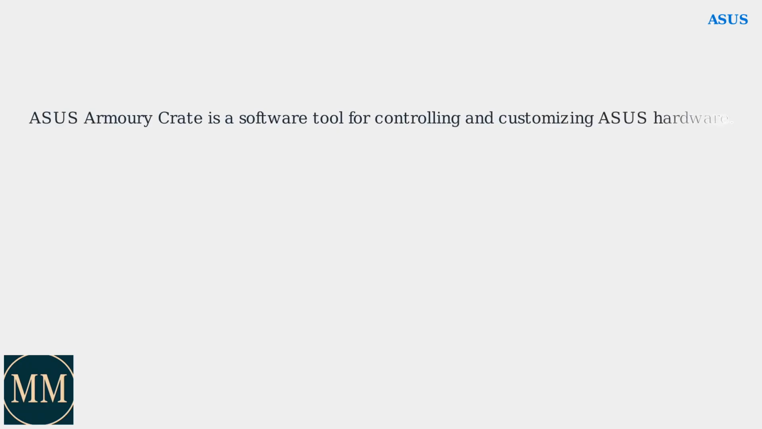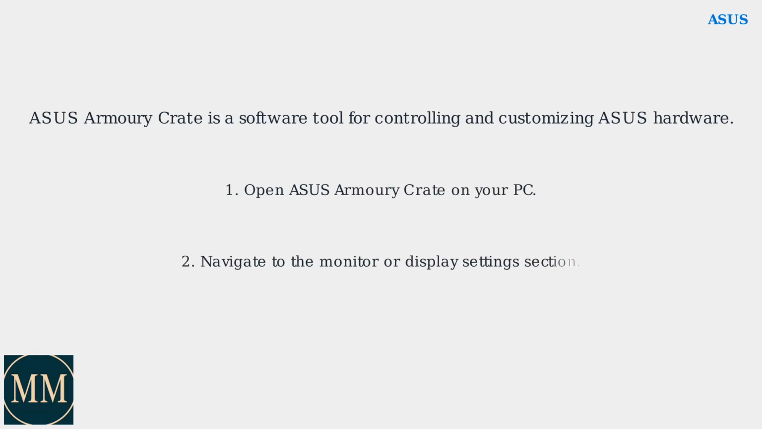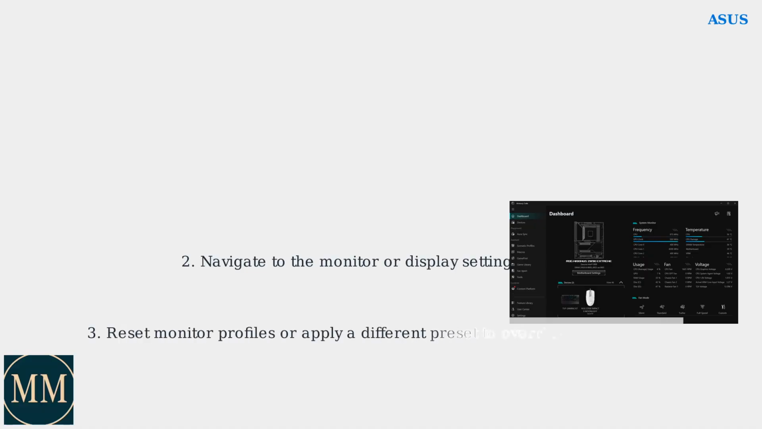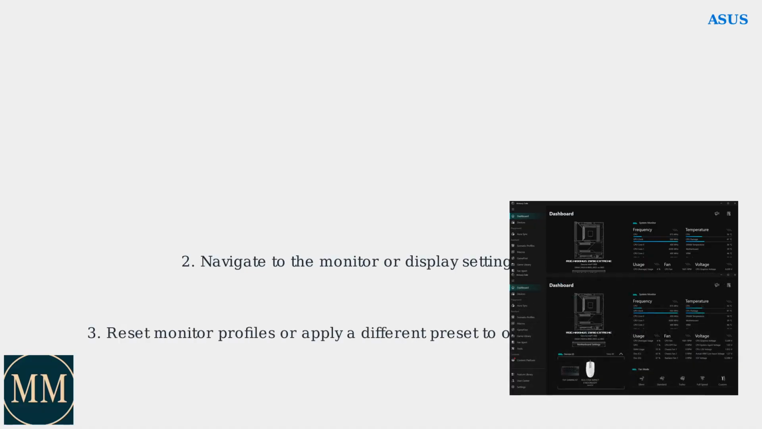ASUS Armoury Crate is a comprehensive software tool that allows you to control and customize all your ASUS hardware components, including monitors. First, open the ASUS Armoury Crate application on your Windows PC. Then, look for the monitor or display settings in the software interface. Use the software to reset the monitor's profiles or apply a different preset. This can effectively override the stuck racing mode.